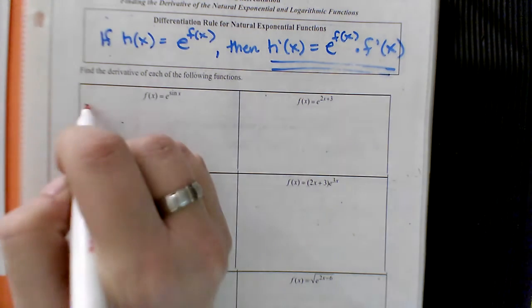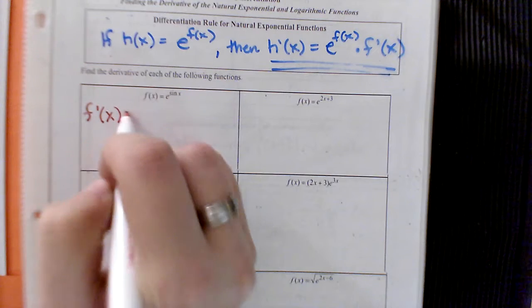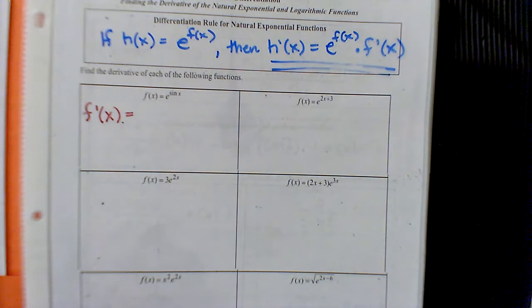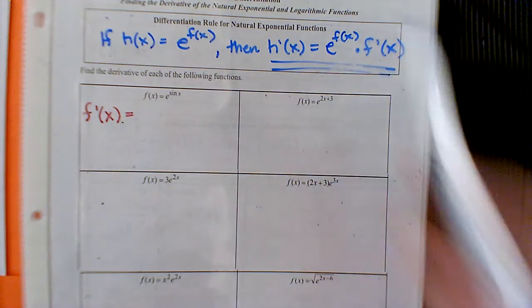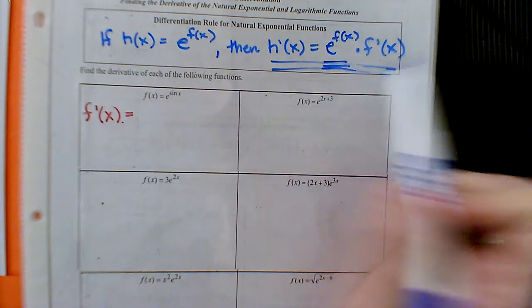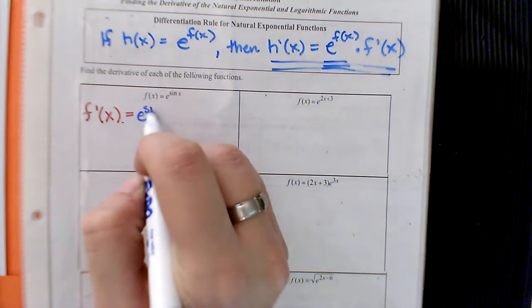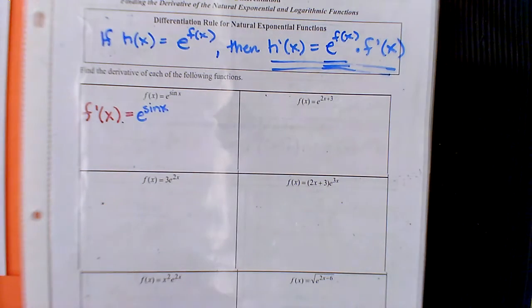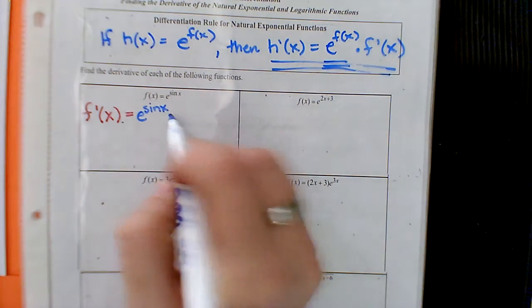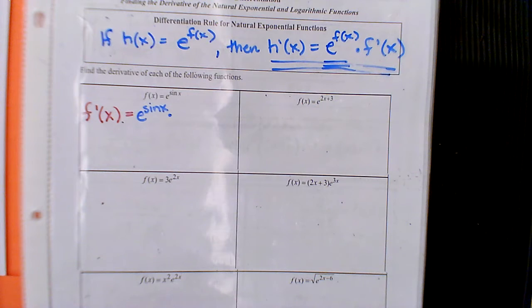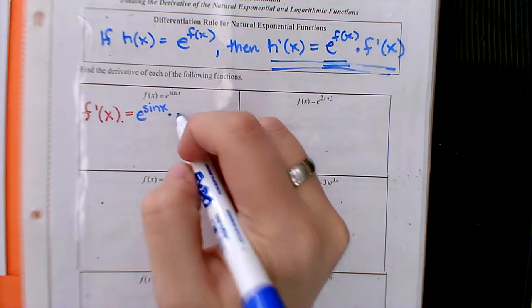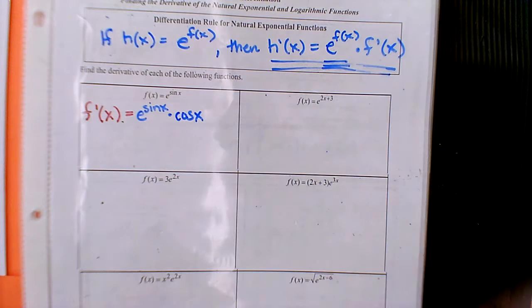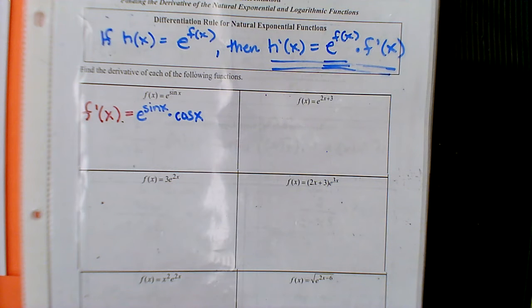So let's check out our first one. Notice how the original function is e to the power of sine. If we want to figure out the derivative, we simply keep the original function the same, but then we have to multiply by the derivative of the power. So what's the derivative of sine? Cosine. Good. And we're done. You found your first exponential derivative.